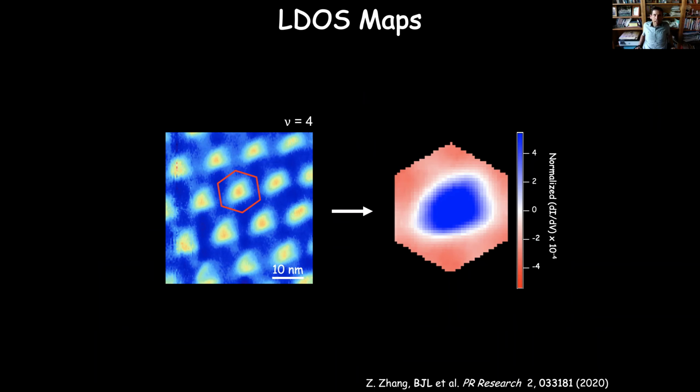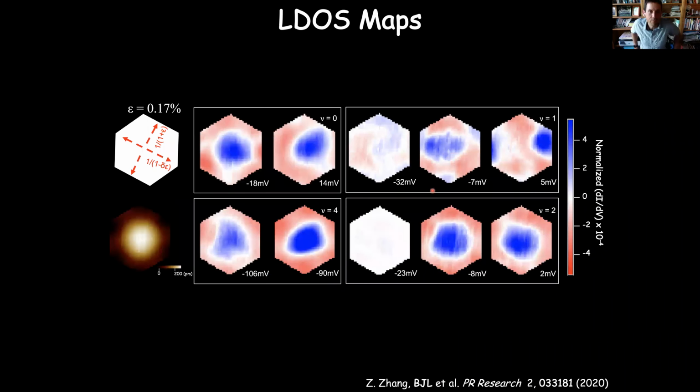And so what we've done is we've taken maps of the local density of states as a function of the filling of these bands, and we want to look at how their symmetries vary as a function of the filling of the bands. On the left here is a typical local density of states image. We're going to take one unit cell of it and plot that here, and look at the variations in those unit cells as a function of the doping in the sample.